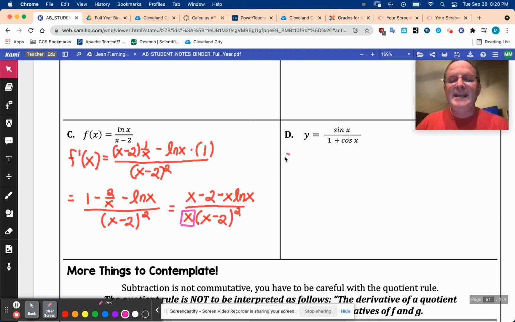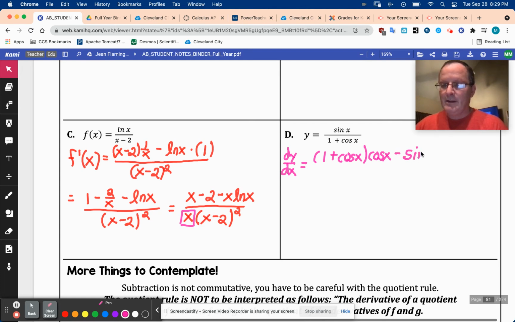All right. So on D, I'll call this dy dx or y prime. It doesn't matter. So I've got my denominator, 1 plus cosine x. And the derivative of the numerator, the derivative of sine is cosine. Minus the numerator, the top, and the derivative of the bottom. Well, the derivative of the bottom, that's going to be 0. And this is going to be negative sine x. I'm really feeling like a Pythagorean is about to happen. And so my denominator then is going to be 1 plus cosine x squared.